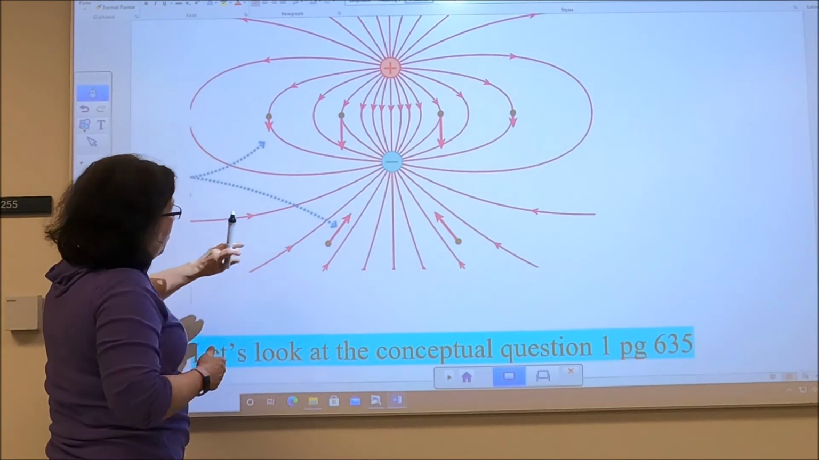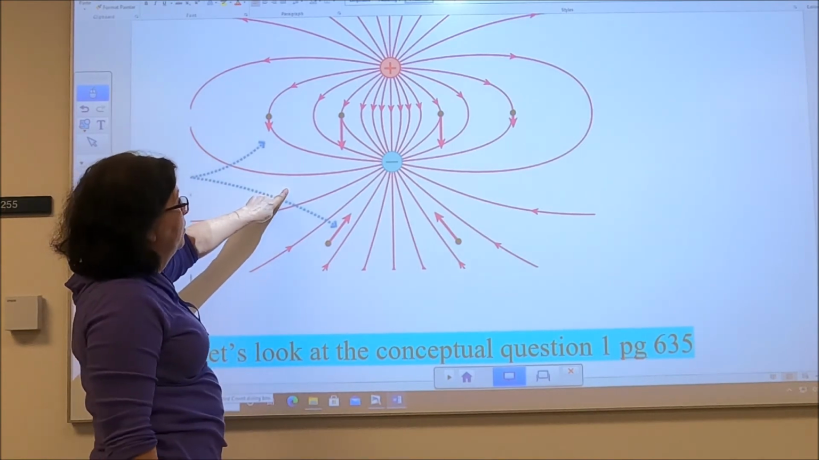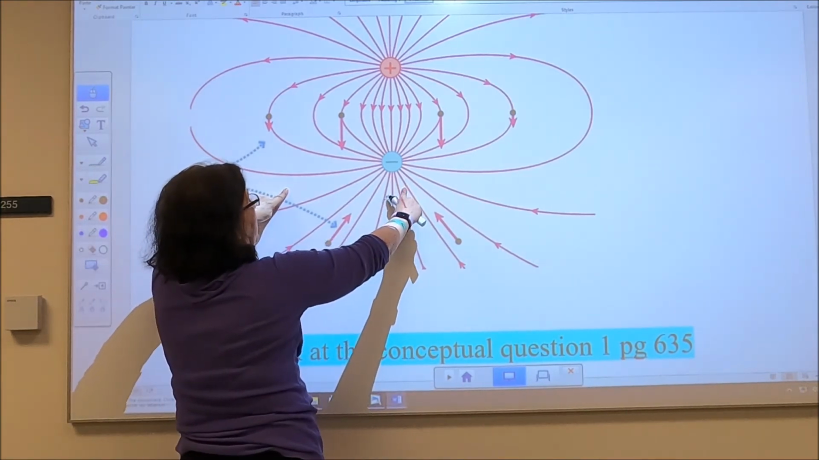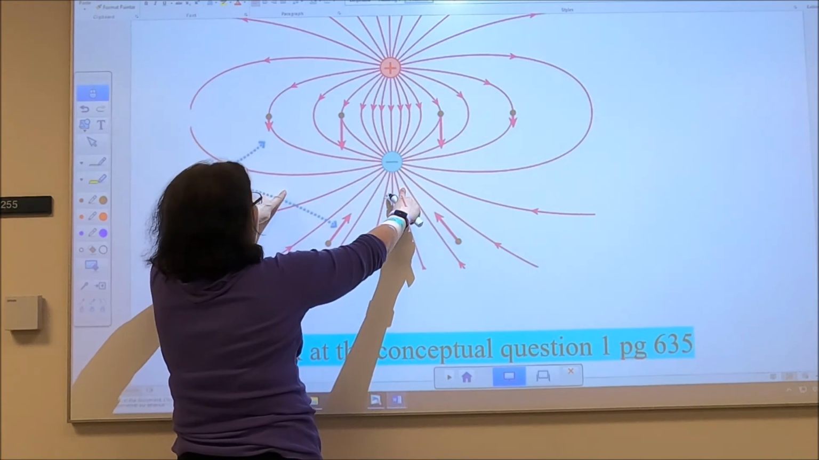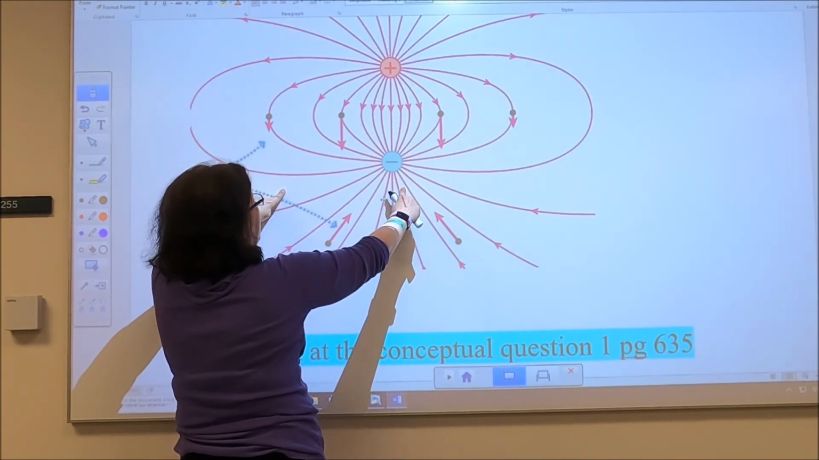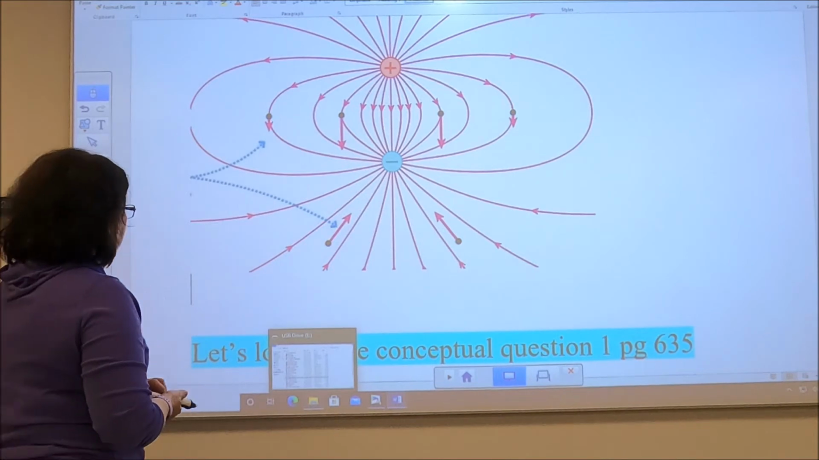So if I were to pick a point, I'm going to use my finger here, and I pick a point here, I can see the field lines are closer together there than here, so I know the field is stronger here than it is here.